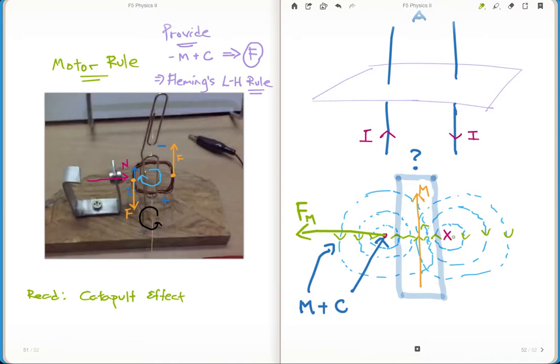Likewise, over this side of the wire, the current is going into the page. So therefore, the force is to the right. So what happens when you apply current? If it were a strip of wire, a very thin strip of wire, the magnetic field will pull it apart.